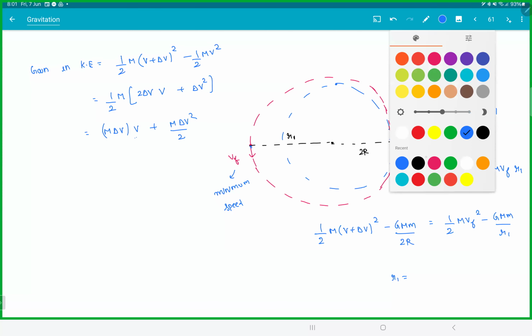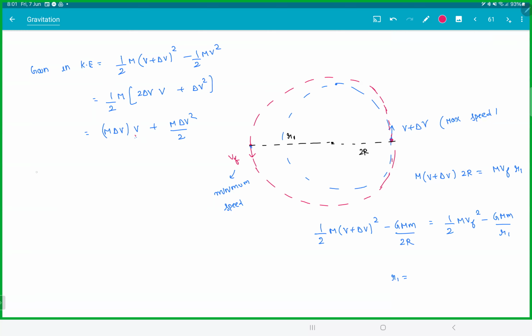So you can clearly see here, if you have more speed, you get more energy. If rocket engines are switched on at maximum speed, we gain more energy.